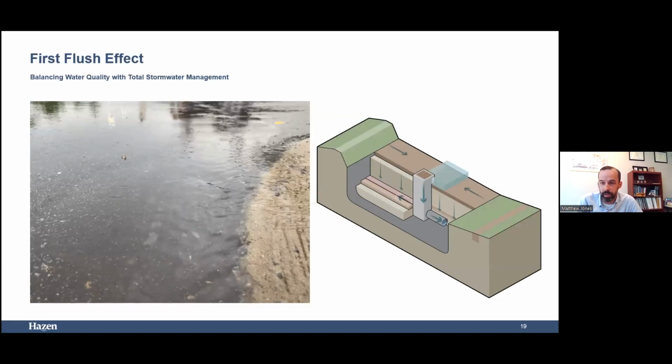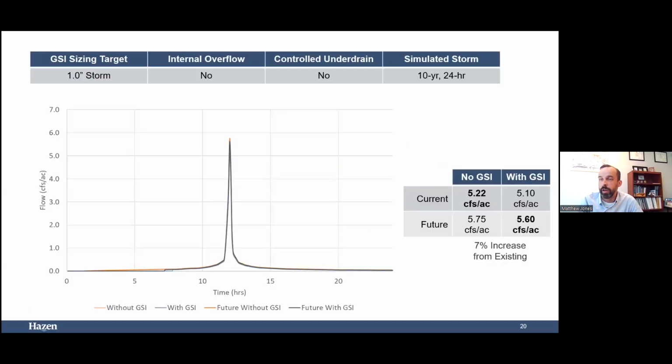As I noted, one of the things with some of these practices is they're acknowledging that there's going to be some trade-off. Even with our internal overflow, we're typically looking to have some surface storage that we're making sure is filtering through the bioretention soil media. But again, there is some trade-off with sending more water directly into the underlying soil. So we've got a series of slides that are going to follow a somewhat similar pattern. Across the top here, you can see what the sizing target is, if there's an internal overflow, a controlled underdrain, and what the storm is.